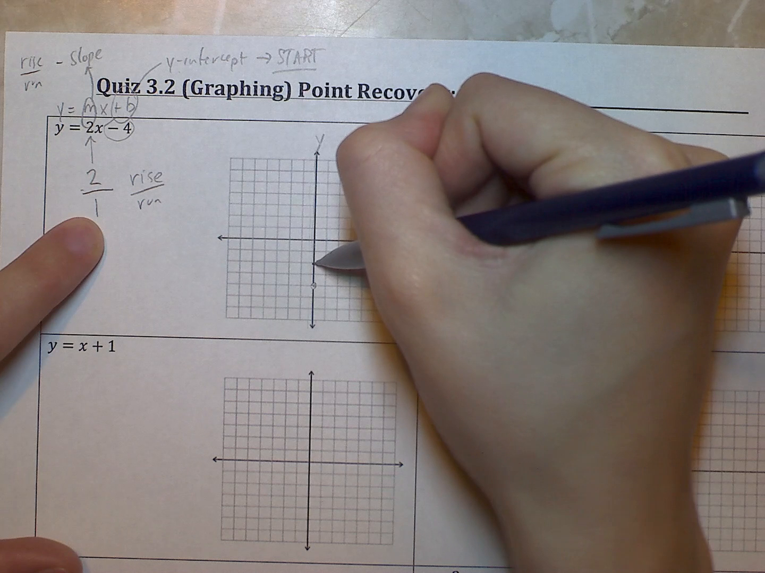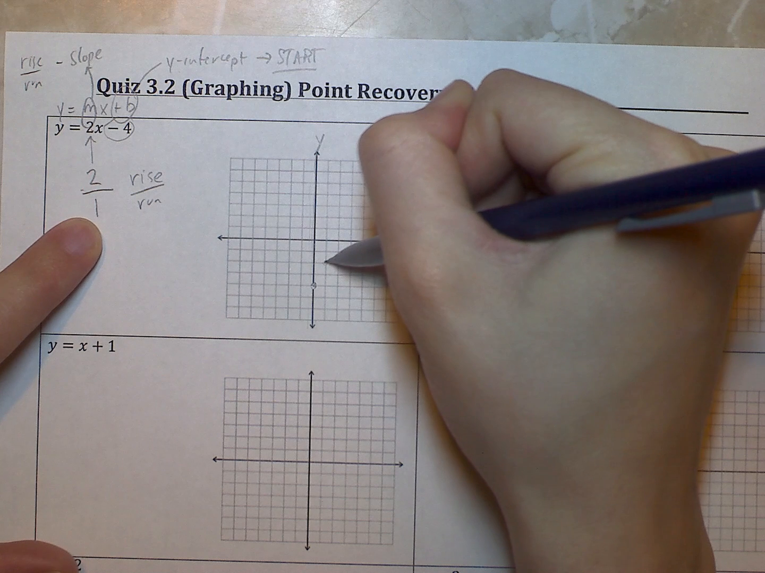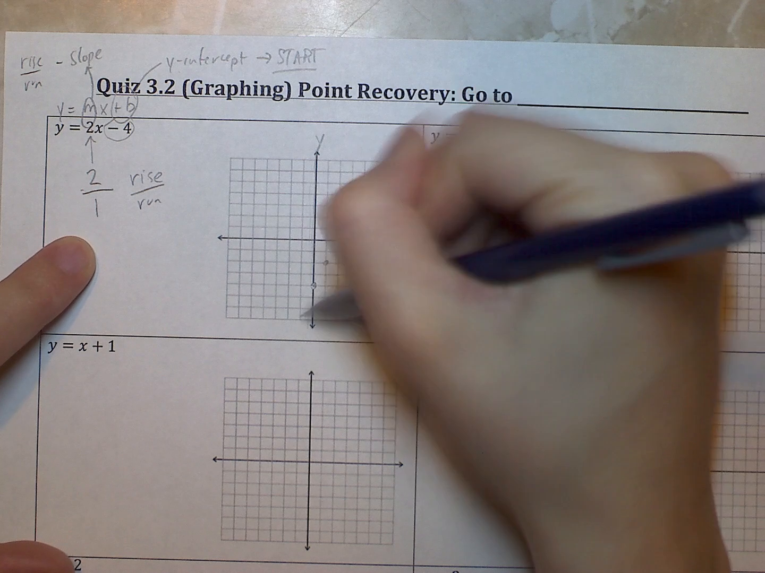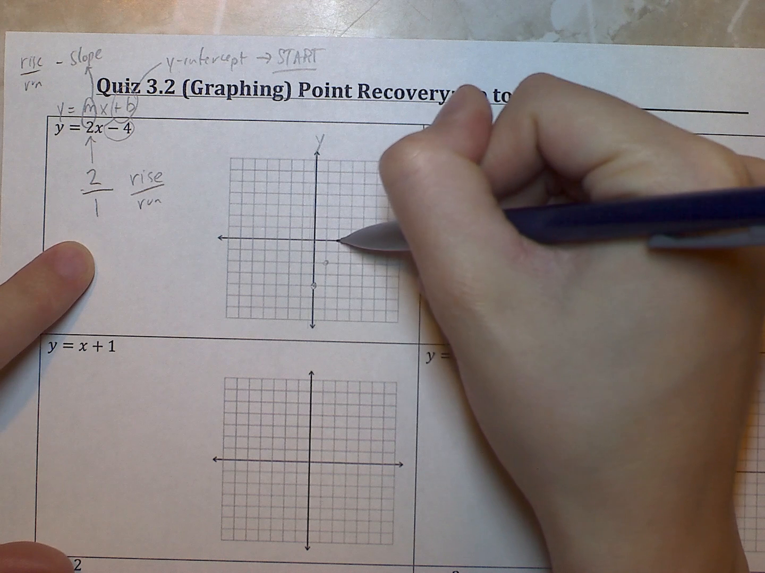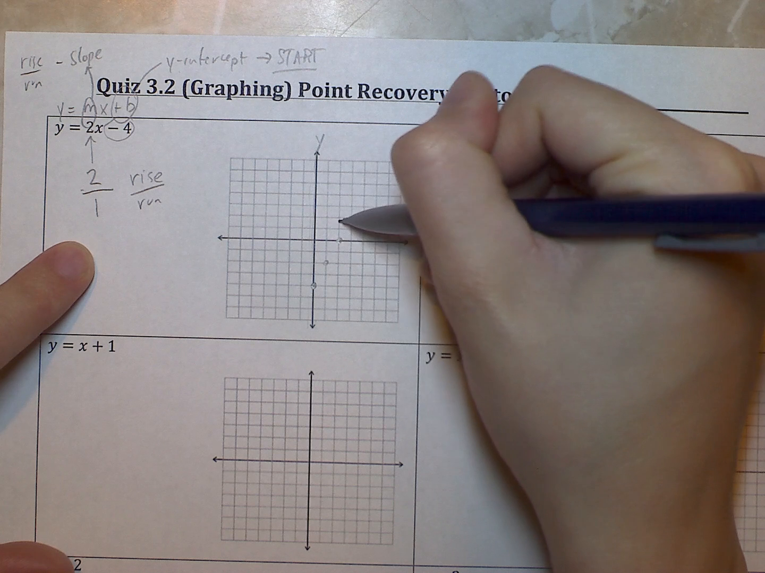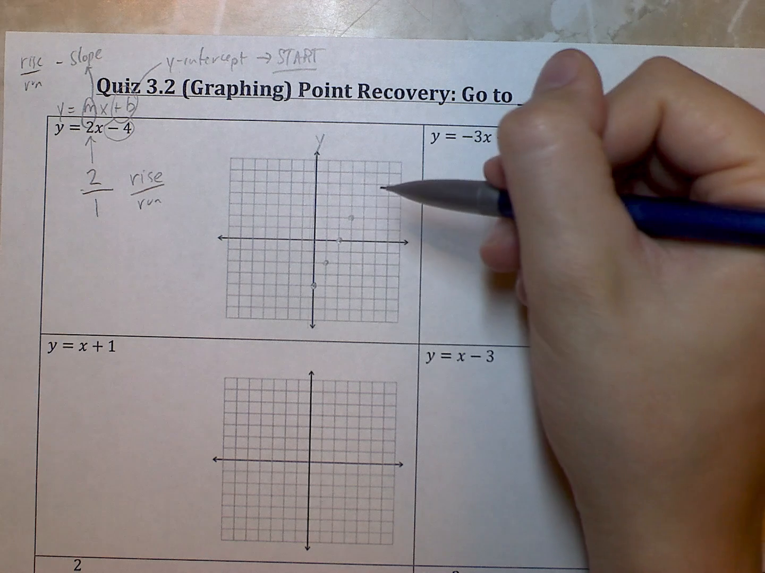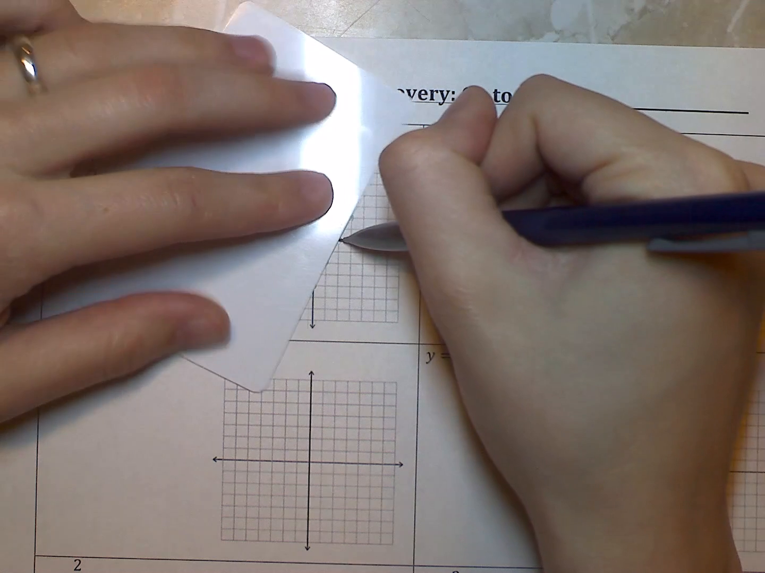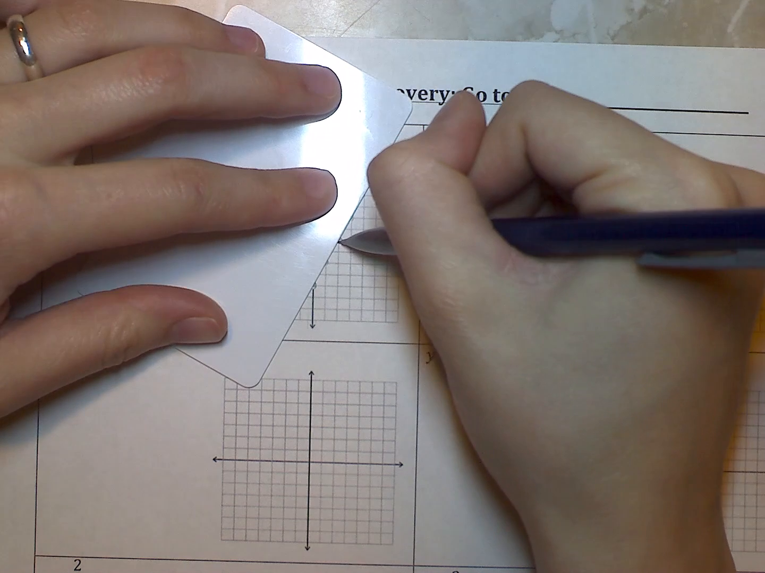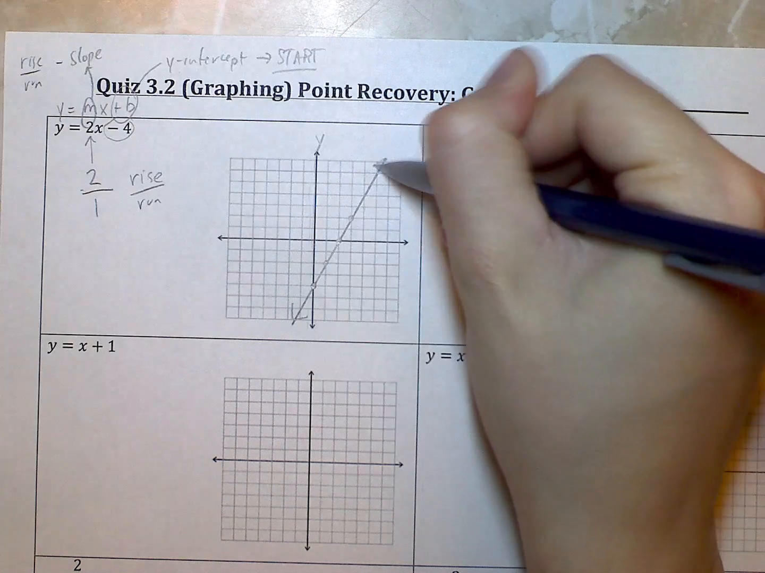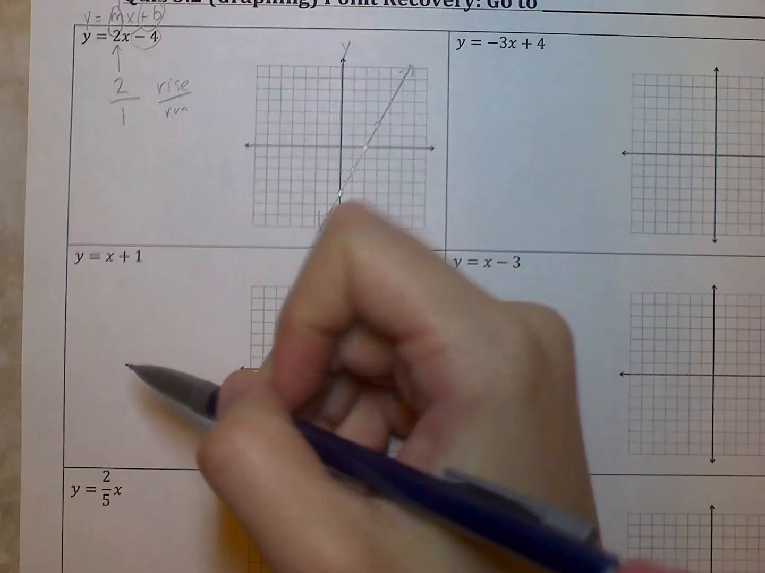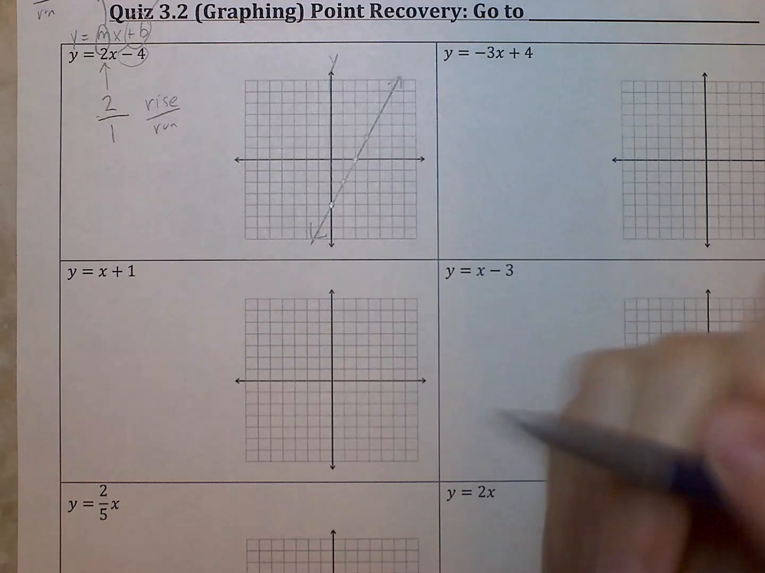And then I always run to the right, right 1. Now, you could just do 2 points and make a line, but sometimes you can make your line neater by doing it a few times. So I'm going to rise 2, run 1, rise 2, run 1. And I'm going to go ahead and draw my line. There we go.